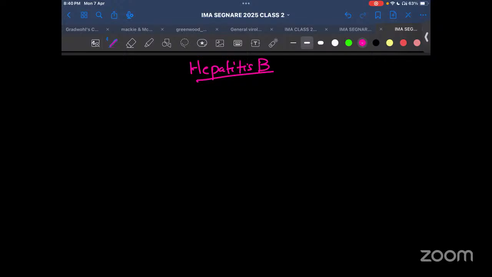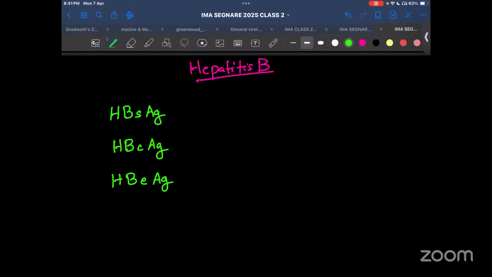Okay, so how do we diagnose hepatitis B? We can diagnose hepatitis B by looking at antigen and antibody. And we have three antigens for hepatitis B. Which are the three antigens? We have the first antigen, that is known as HBsAg, the surface antigen. Now the second antigen is HBcAg, that is the core antigen. Now we have HBeAg, that is the pre-core antigen. So these are the three antigens.